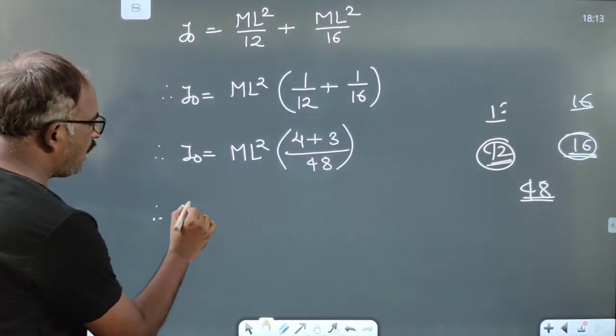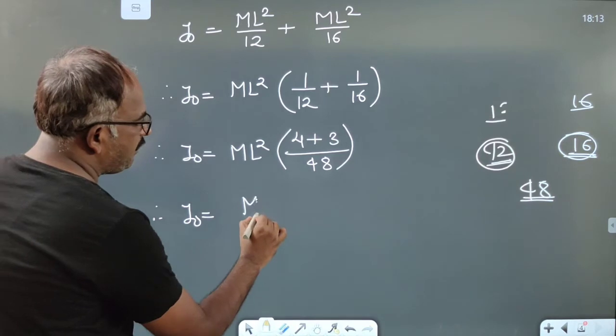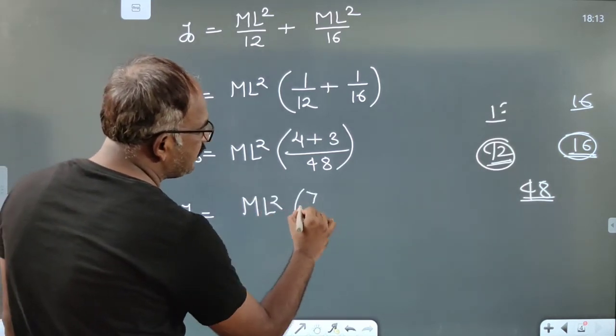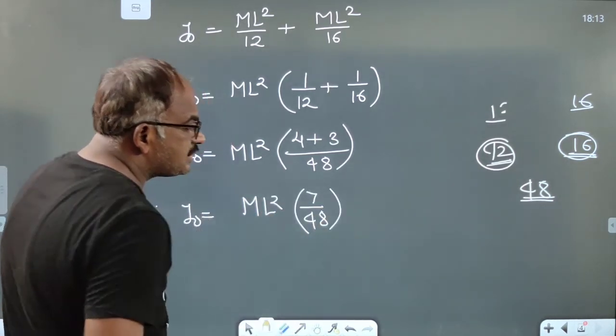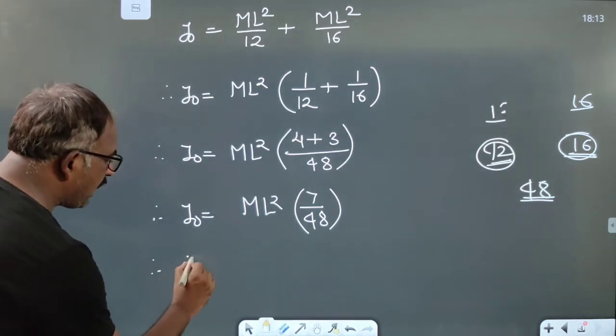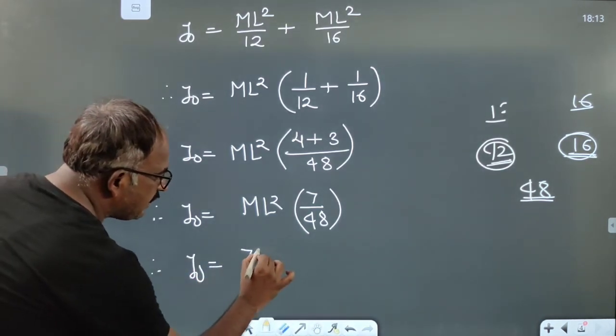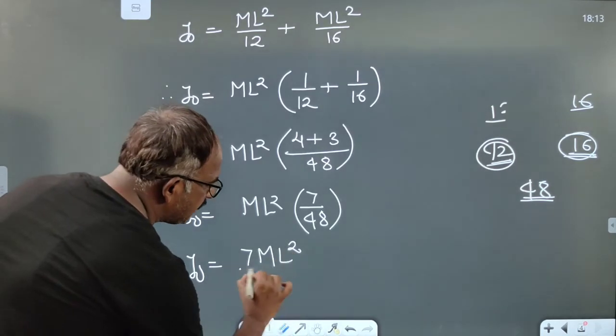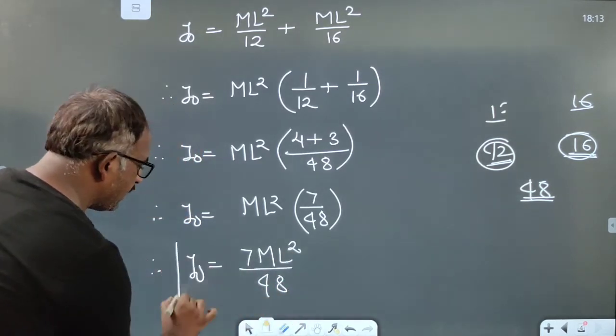So therefore IO is equal to ML square divided by 48 into 7. It will be IO is equal to 7 ML square by 48.